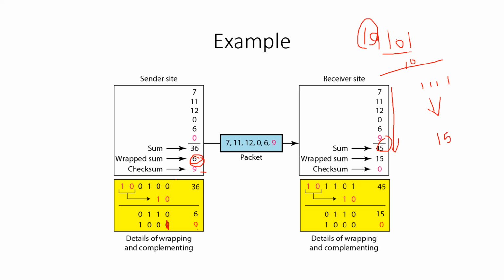Again, what we have to do is complement this. All ones are there, so what will be the complement? All zeros: 0 0 0 and 0. Okay, so this is the process. Again, the receiver got the 0, that means the receiver has received the correct value.